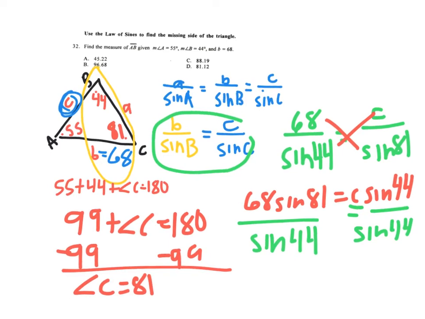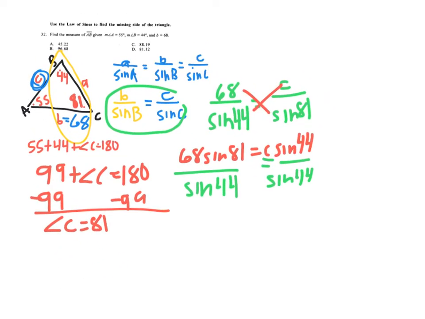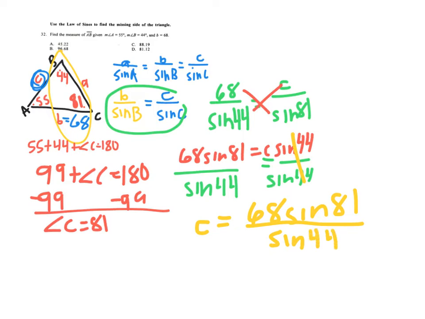I'm going to zoom out again just so I can have a little more space. At this point, you have canceled out your sines, so you're left with c equals 68 sine of 81 divided by sine of 44. We're going to type that into a calculator, so I'm going to do 68 sine of 81. I'm going to type the top and hit enter, and then divided by that answer, sine of 44. When I do that, I get 98.684.